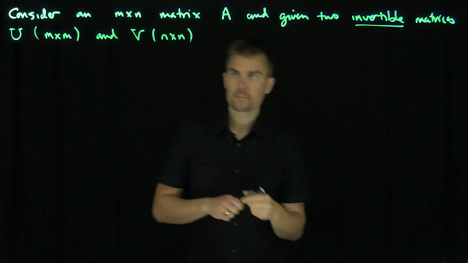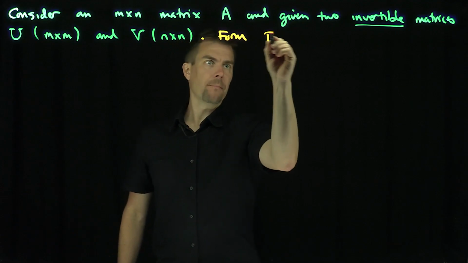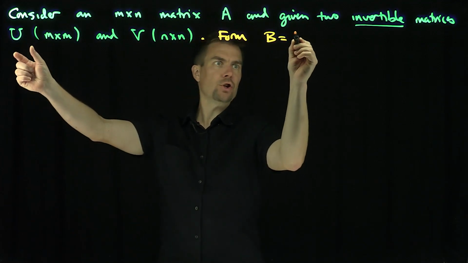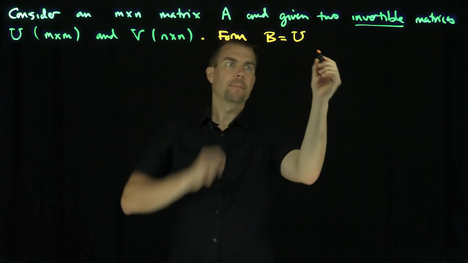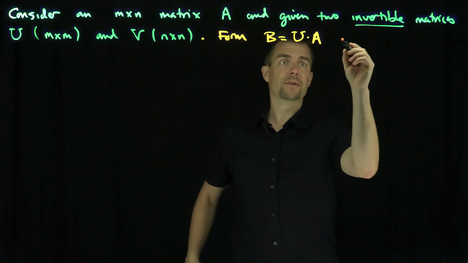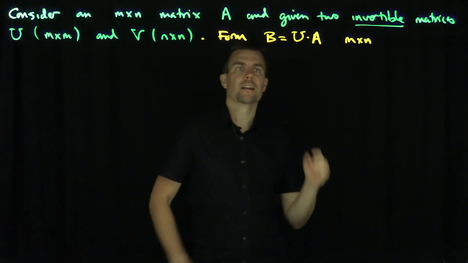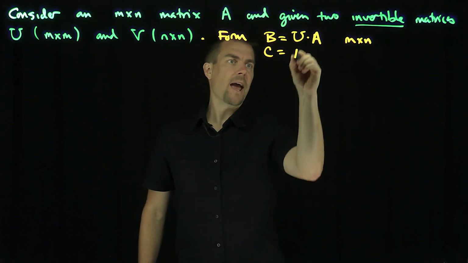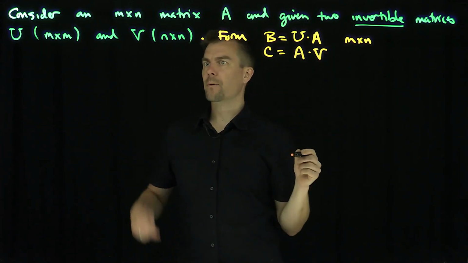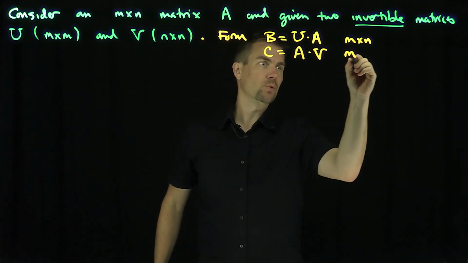So let's form a matrix B, and B is going to be this matrix U, which is M by M, times A. So that makes sense. So what will this matrix B be? This is going to be an M by N matrix over here. Great. And I can form C, which is going to be A times V, right? Now V is N by N and A is M by N, so this is going to be an M by N matrix as well.